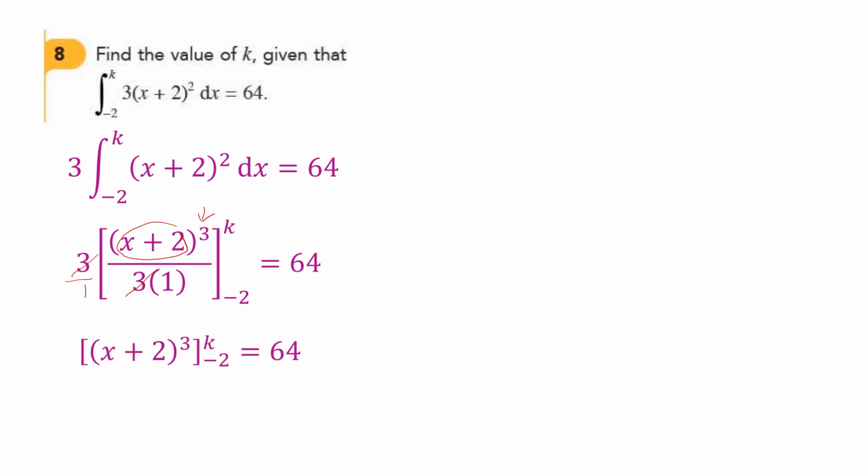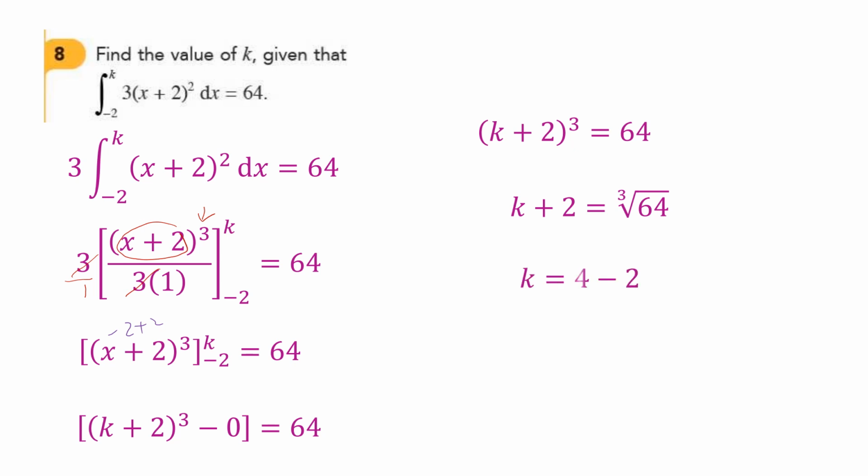Then you sub in your upper limit, which is k, so k plus 2 to the power of 3. Sub in the lower limit. When you sub x to be negative 2, basically you just end up getting 0. So this is what you get. And you're going to cube root the 64, which gives you 4. And so therefore k will be 4 minus 2, which gives you 2. And that's it.